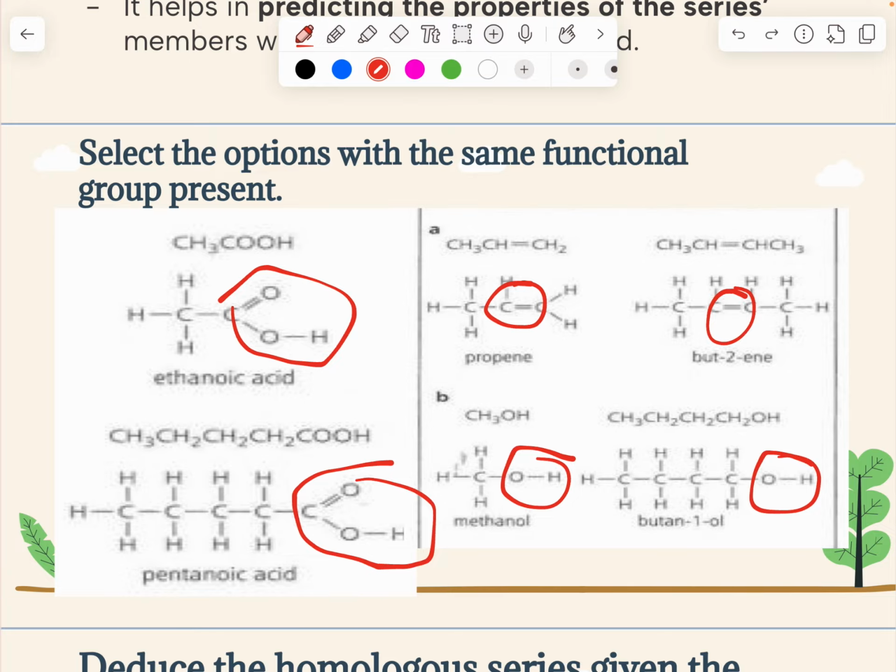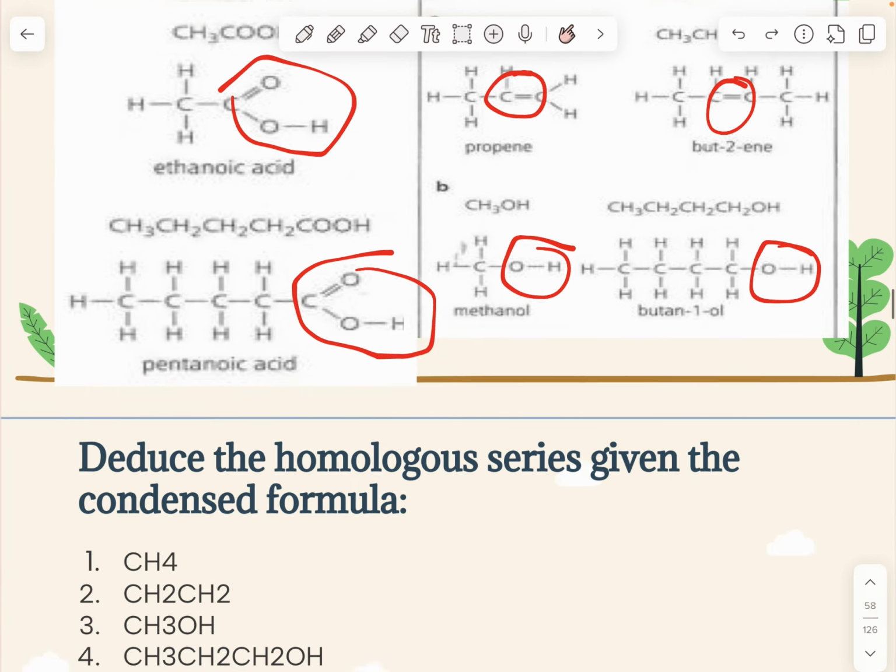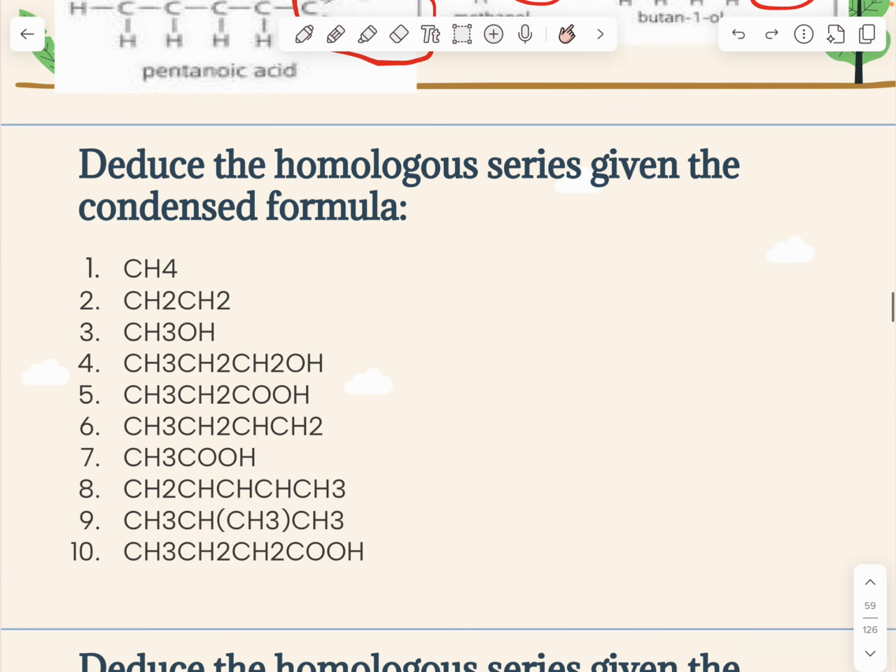Okay, nice, amazing. Let us scroll a little bit and we're gonna do this activity. I recommend after I do the first two, I want you to try the others on your own and see how much you know and are able to apply. So it says deduce the homologous series given the condensed formula. Now sometimes it's hard to tell the homologous series based on just the condensed formula. So if you are ever confused, draw it out. Draw it out, it helps.